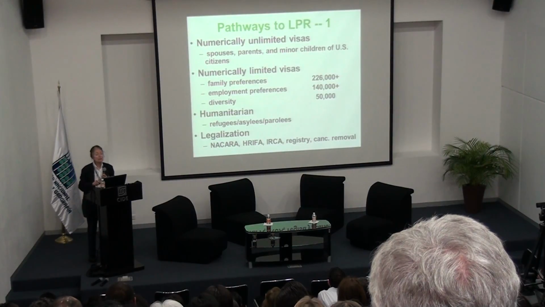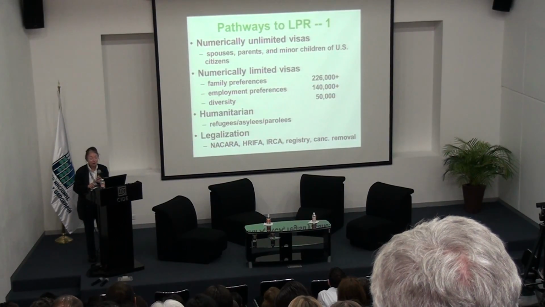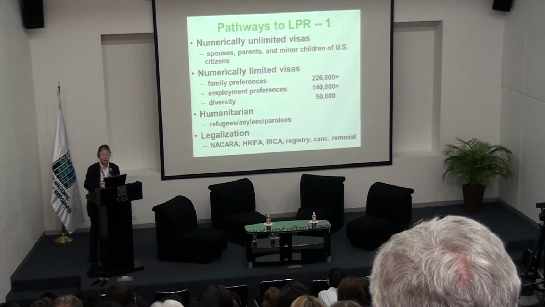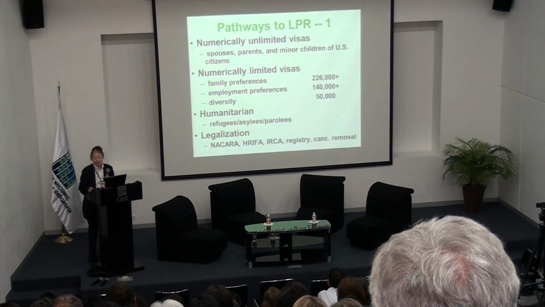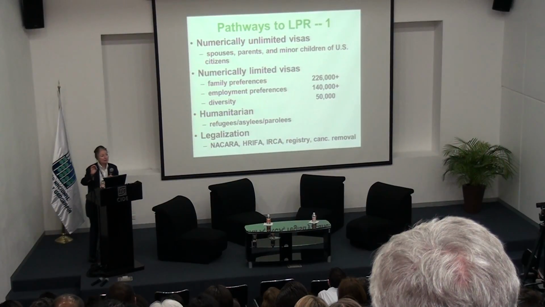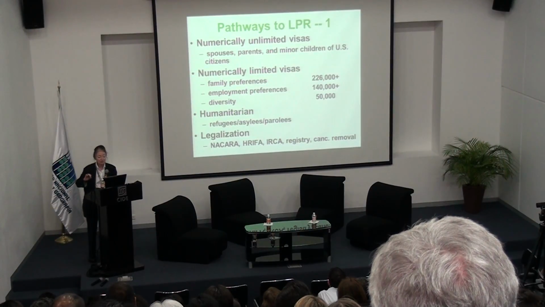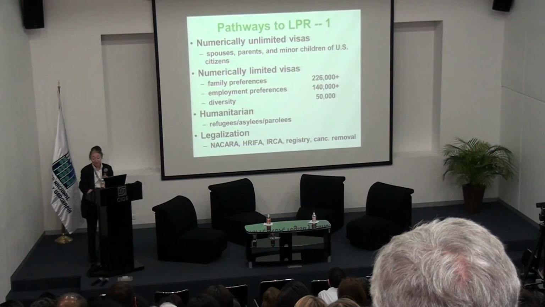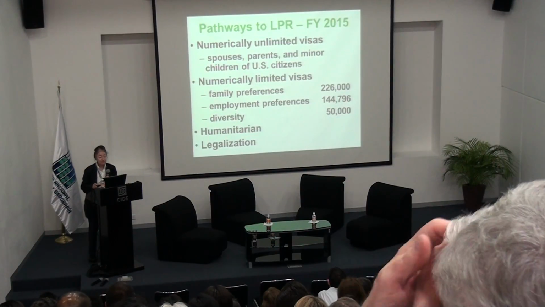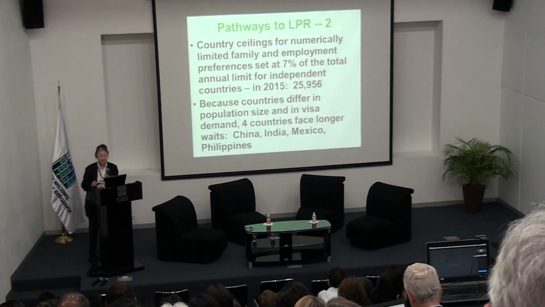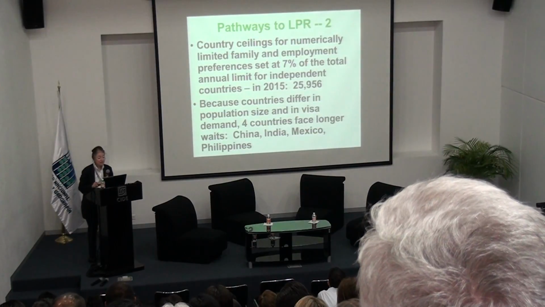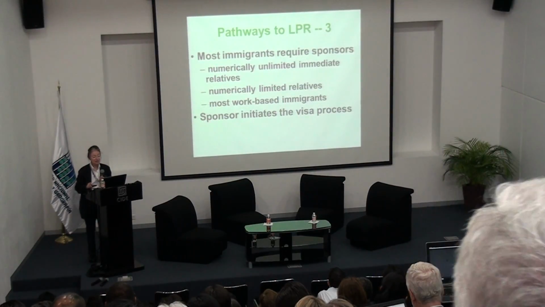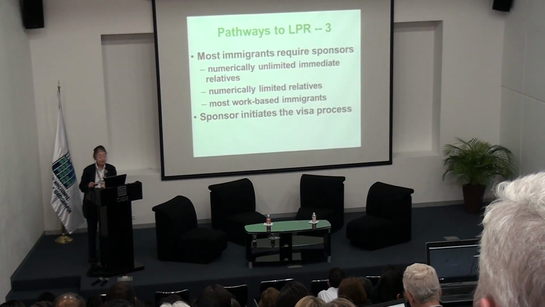Currently, about 1 million people a year get their green cards. There's, in the United States, basically a four-tier system. There's numerically unlimited visas, numerically limited visas, humanitarian, and legalization. And you see there more or less the numbers recently. So those are the pathways to getting the green card.